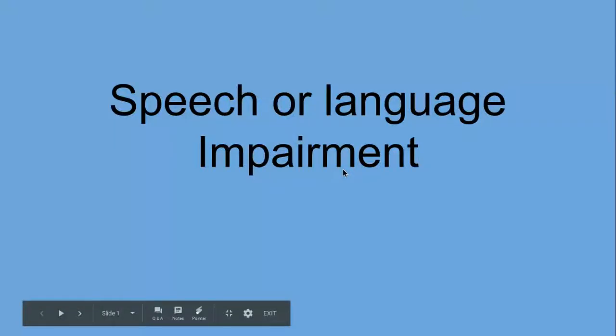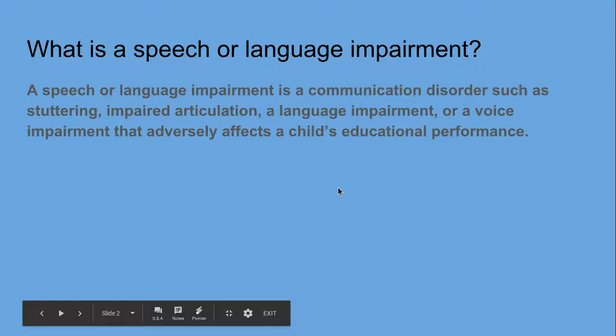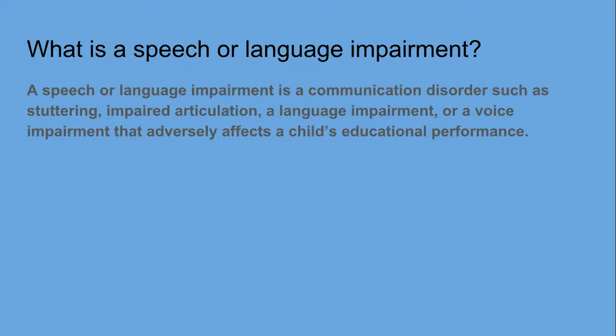or what we read about, and I chose speech or language impairment because I thought it sounded really interesting. A speech or language impairment is a communication disorder such as stuttering, impaired articulation, a language impairment, or a voice impairment that adversely affects a child's educational performance.